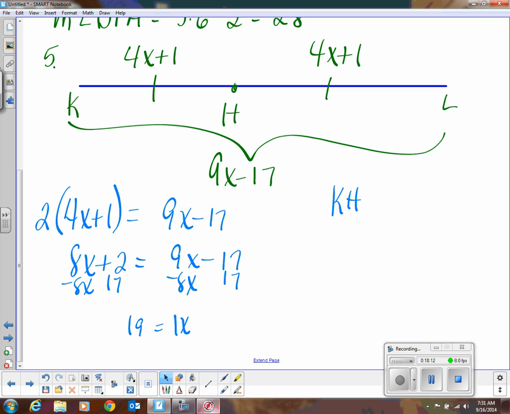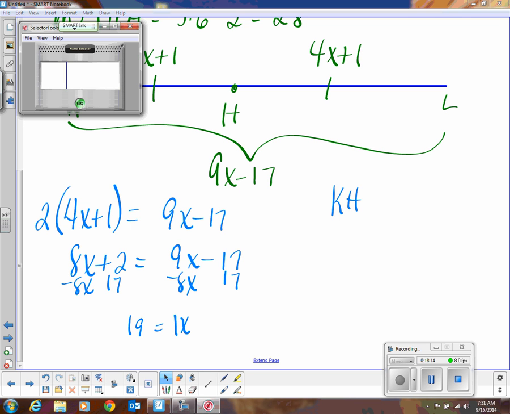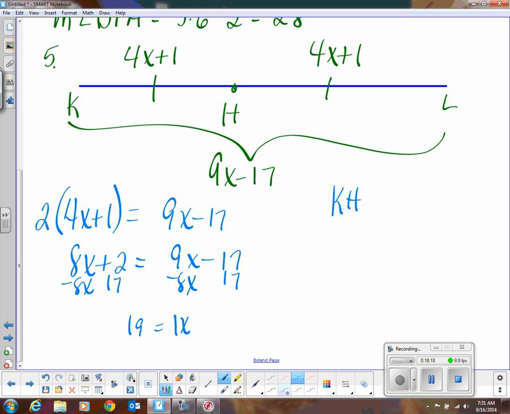Now they asked for KH. So once you get x, how are you going to find KH? MJ? KH is 4x plus 1, and our x is 19. 4 times 19 is 76, plus 1, or 77. Next question, MJ. 9.